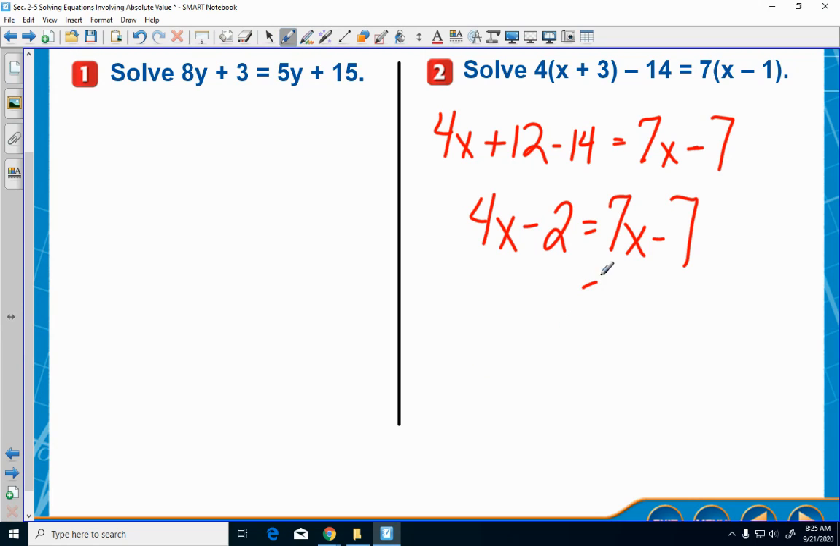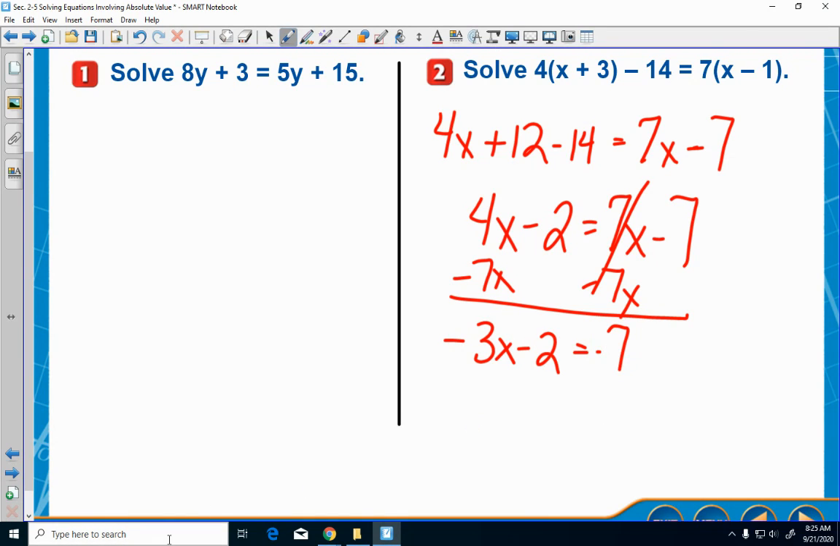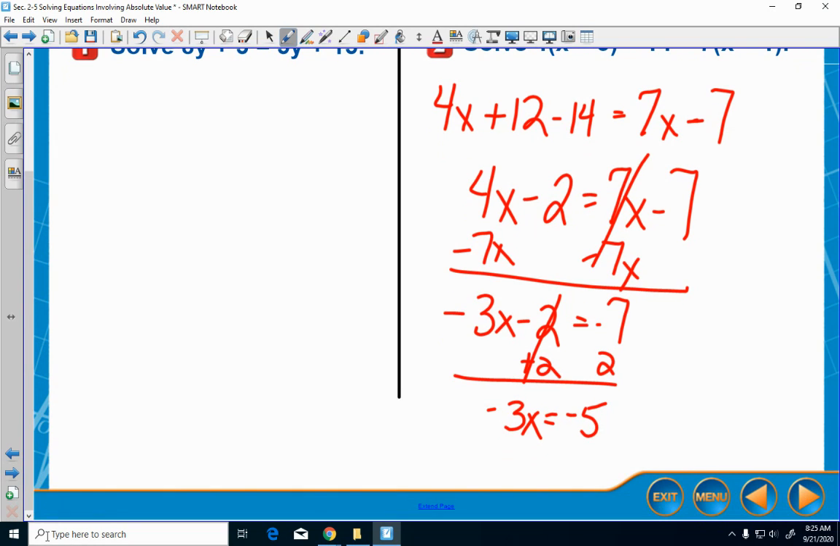So if we take this one over here, maybe you move the 7, leaving you with negative 3x minus 2 equals negative 7. At that point, you got to move the 2, and you get negative 3x equals negative 5. And then obviously the last step would be to divide by negative 3. And so I would tell you, leave your answer as 5/3.